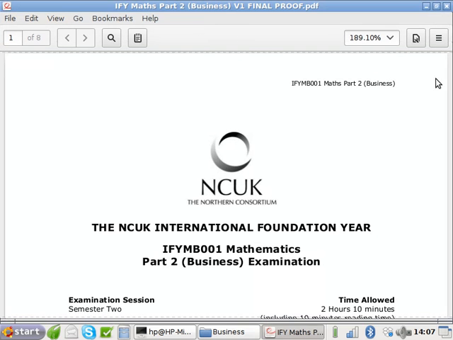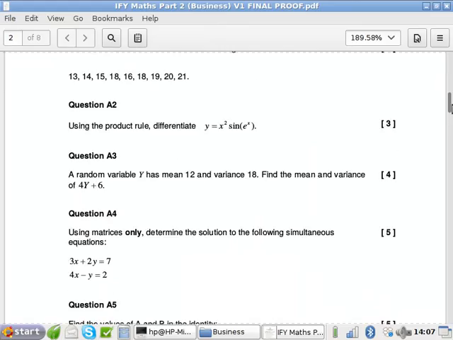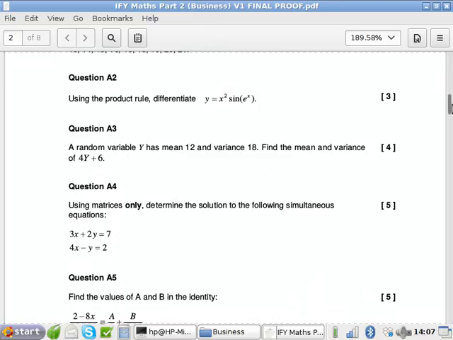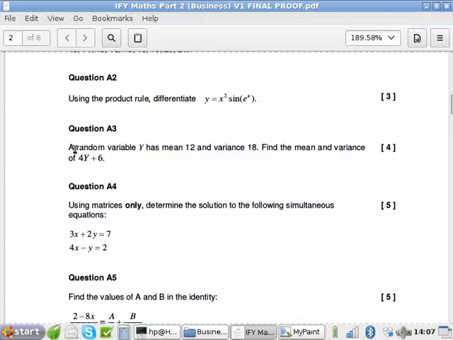Okay, let's have a look. No. Oh, there's something we haven't done. Well, I mean that we haven't revised yet. They tell you the random variable has a mean 12 and variance 18. What is the mean and variance of 4y plus 6? Interesting and kind of familiar? No? Well, try that, see how you get on.